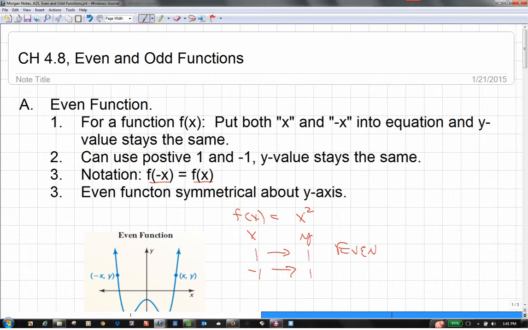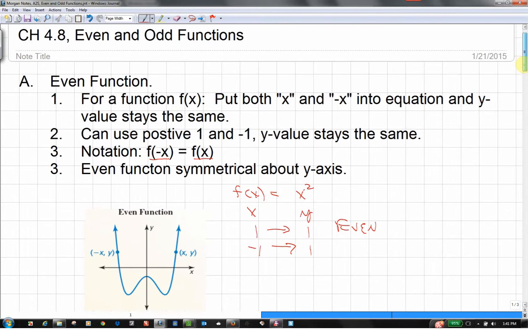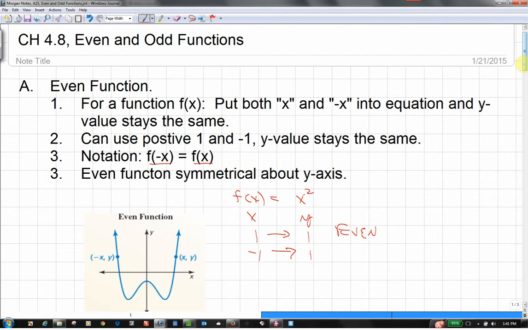And what that would look like, if you actually graphed an even function, is it would be symmetrical about the y-axis. Notice that what's on this side of the axis is a mirror image of what's on the other side. So all even functions will be a mirror image around the axis.